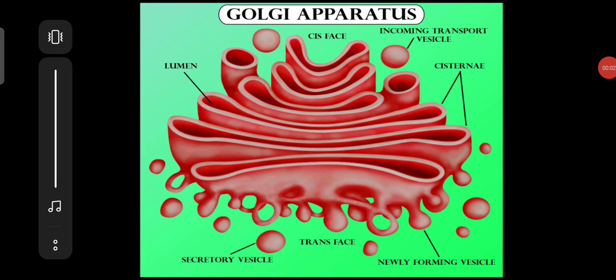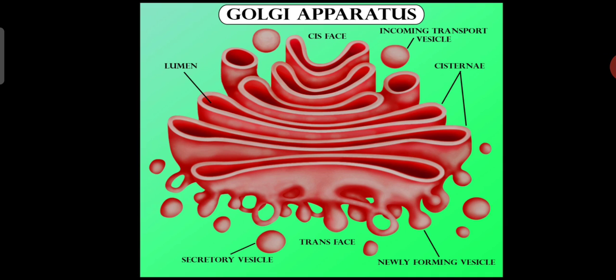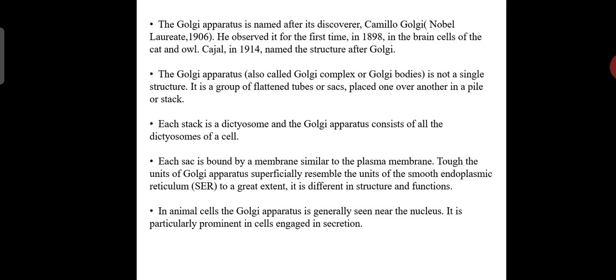Good morning. Today we are going to discuss another cell organelle, that is the Golgi apparatus. The Golgi apparatus is named after its discoverer Camillo Golgi, a scientist who won the Nobel Prize in 1906. He observed it for the first time in 1898 in the brain cell of a cat and an owl, and next Kajal in 1940 named this structure after Golgi.